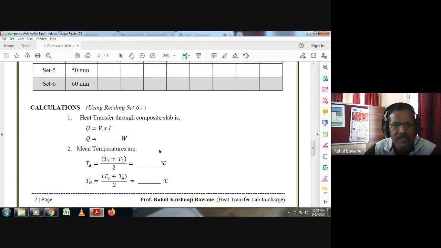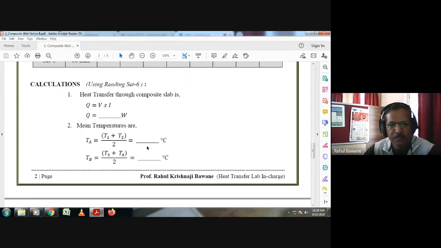Now mean temperature, because on the MS plate inner side there is a T1, and on the second MS plate inner side there is a T2 thermocouple. So what is the surface temperature of the inner side? We will take an average. So TA is the average of the MS plate inner surface temperature, T1 plus T2 divided by 2. This is the average temperature of the MS plate inner surface.